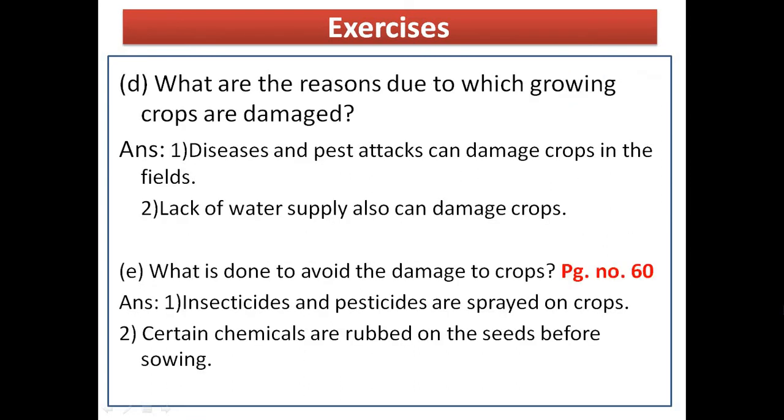Question D. What are the reasons due to which growing crops are damaged? Diseases and pest attacks can damage crops in the fields. Lack of water supply also can damage crops. Question E. What is done to avoid the damage of crops? Page number 60. Insecticides and pesticides are sprayed on crops. Certain chemicals are rubbed on the seeds before sowing.